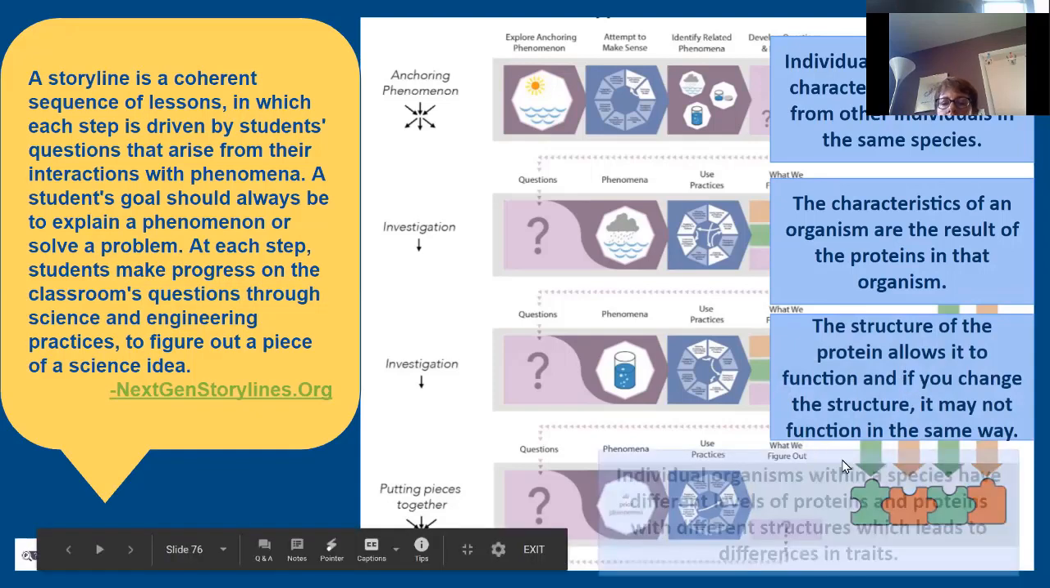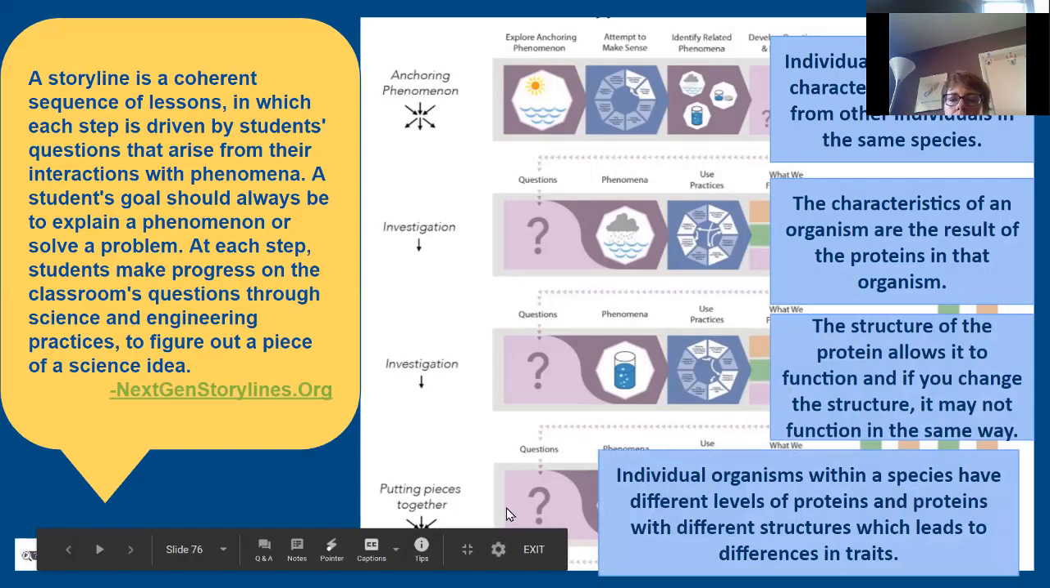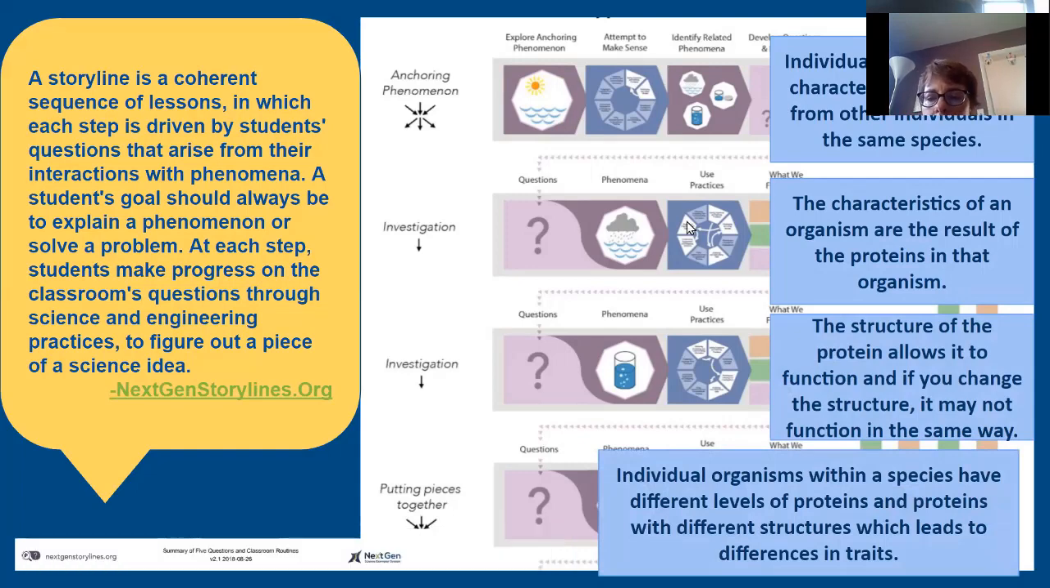Okay, and so now we have to put all of that information together to get us one step closer to answering that unit central question or that anchoring phenomenon. And so we know that individual organisms within a species have different levels of proteins and proteins with different structures, which leads to differences in traits. But now their next question is, why do they have these differences in proteins and these differences in the structures? And so then our next step is to investigate the link between DNA and proteins.